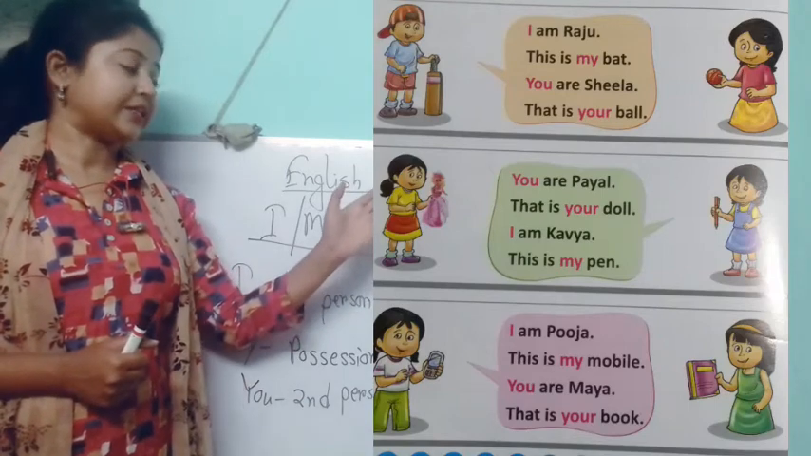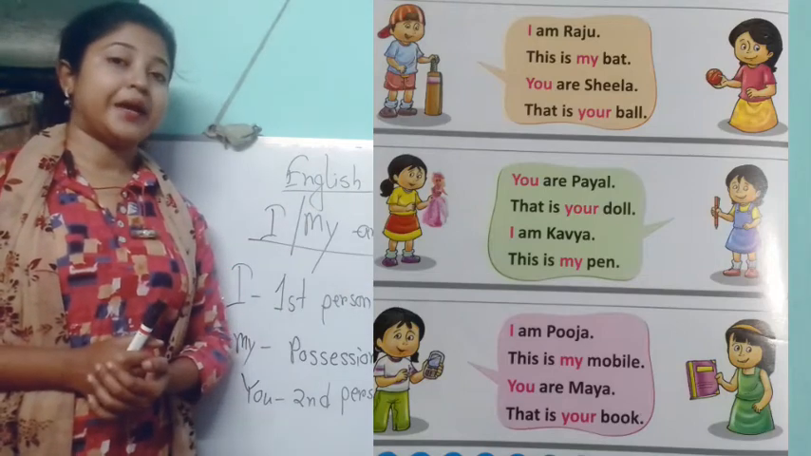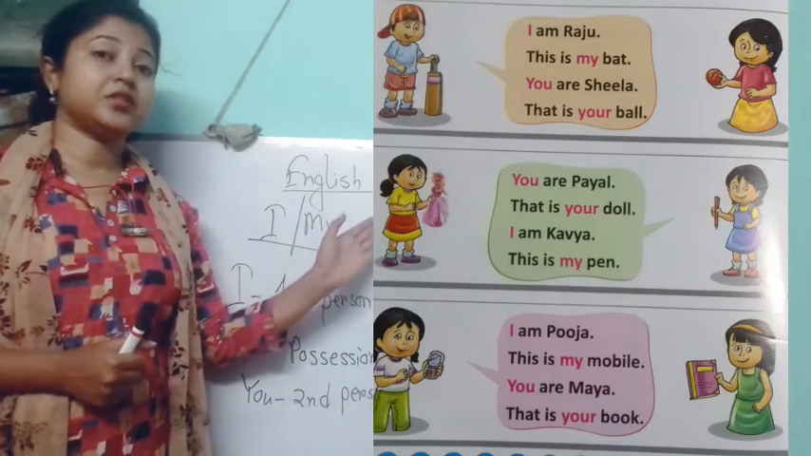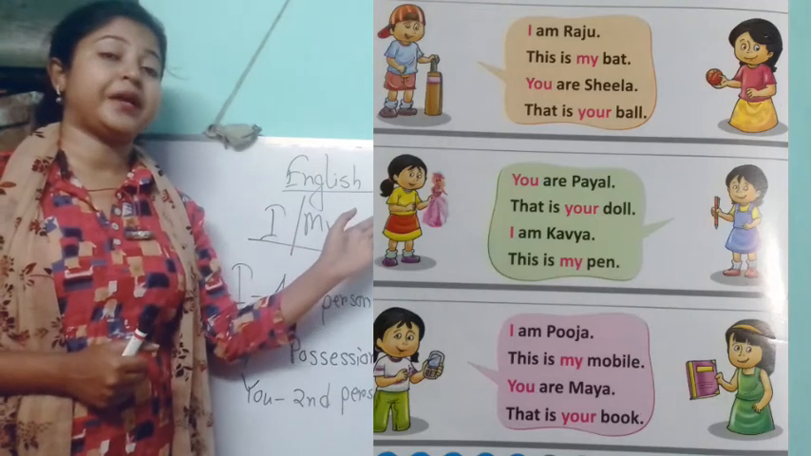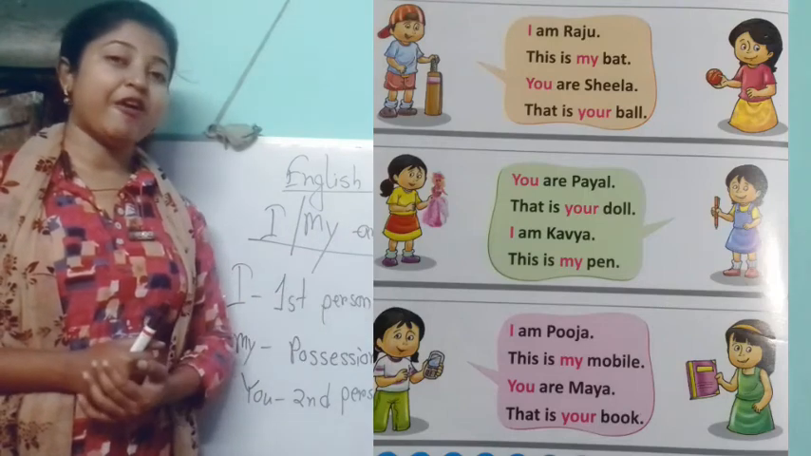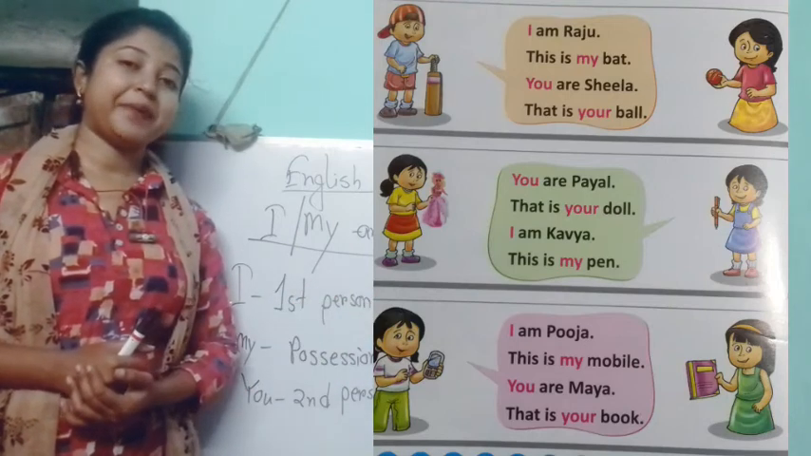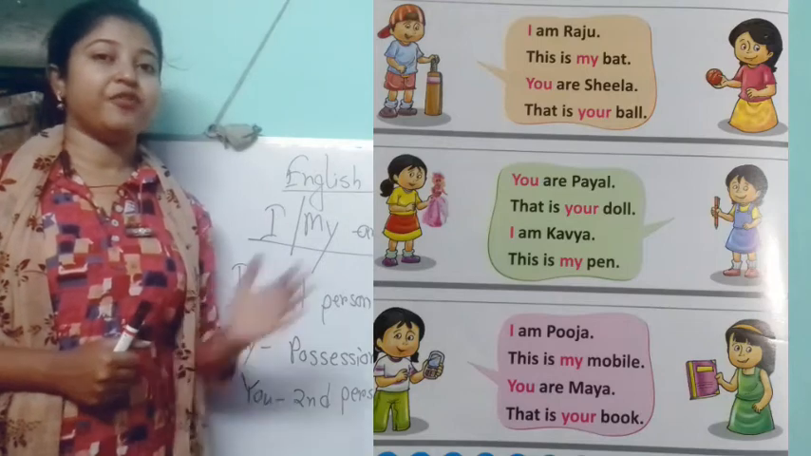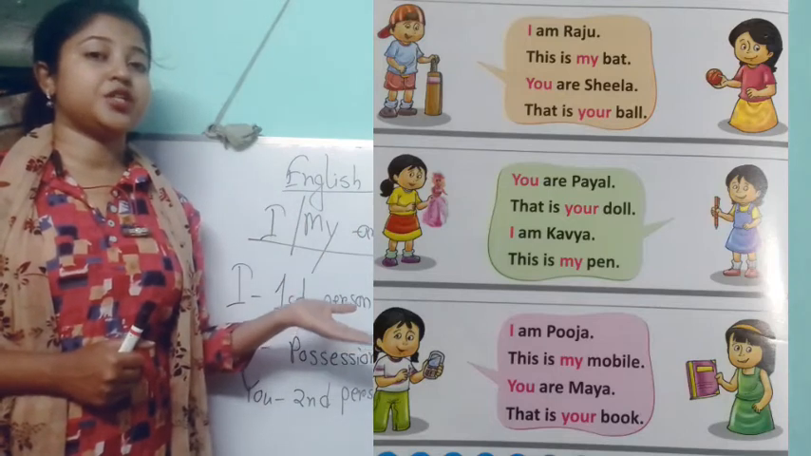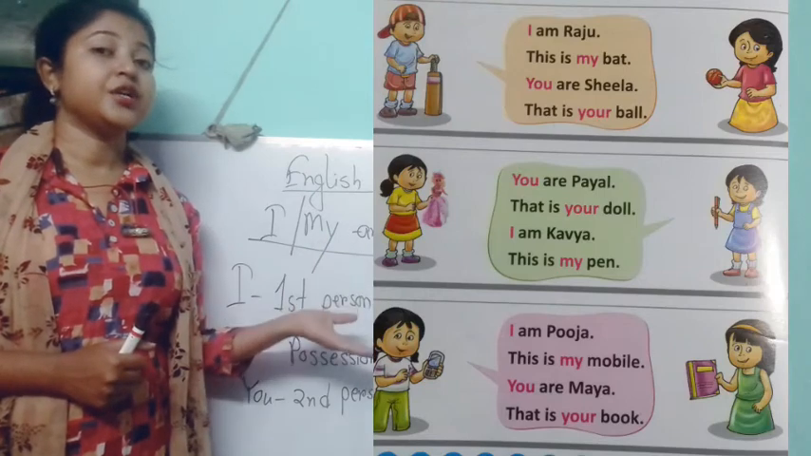Now look at the next sentence. One girl is holding a doll and another girl is holding a pen. The girl holding the pen is saying, you are Payal, that is your doll. And the other girl is saying, I am Kavya, this is my pen. Hope you have understood now. For I, when we need to introduce the position, we use my. And for you, when we need to introduce the position, we use your.